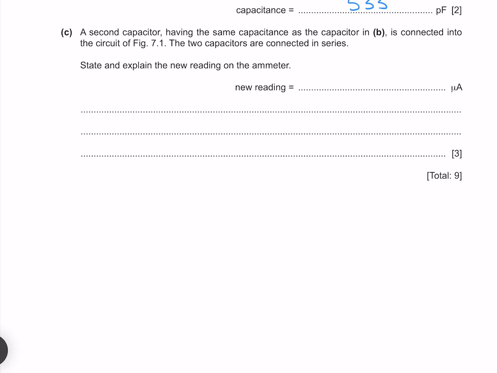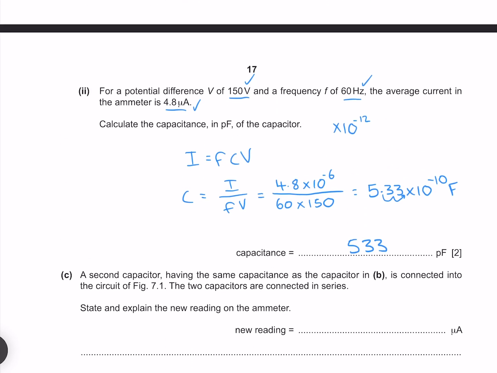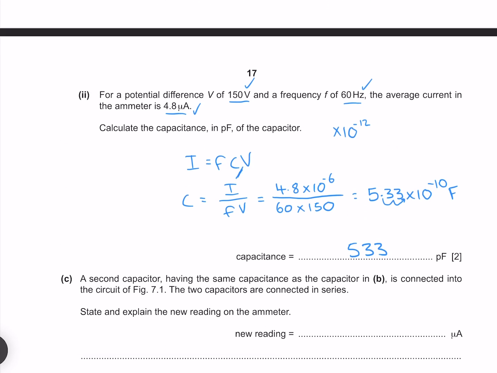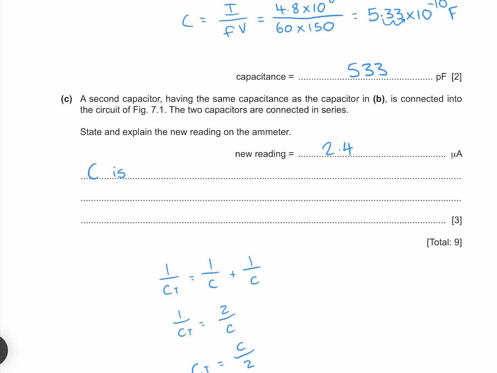The equation for capacitors in series is 1 over the total is equal to the sum of the 1 over capacitances. This is opposite to resistors. 1 over C plus 1 over C is 2 over C. Taking the inverse of both sides, we see that our capacitance has halved. Looking at this equation here, if we halved our capacitance, we must also halve our current. So our current must be 2.4. C is halved. Since I equals fCV and f and V are constant, I must also halve.